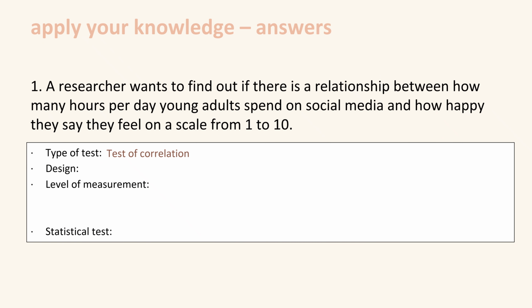Here, the researcher wants to see if there's a relationship between two variables, social media use and happiness, not whether one group is happier than another. So that tells us straight away, this is a correlational study. As for the design, each participant gives us both pieces of information, their own hours on social media and their own happiness rating, so it's a related design.